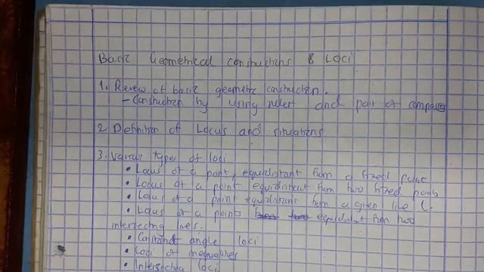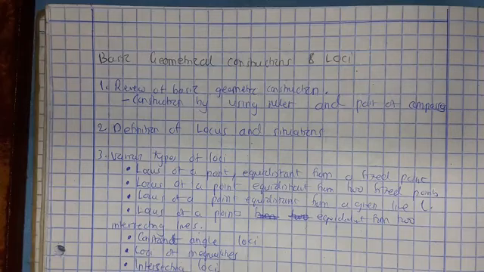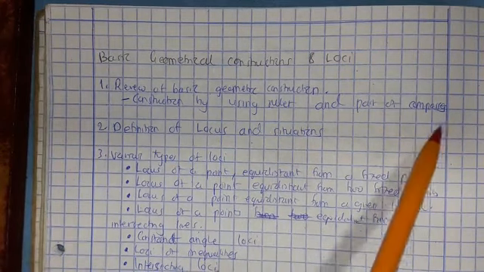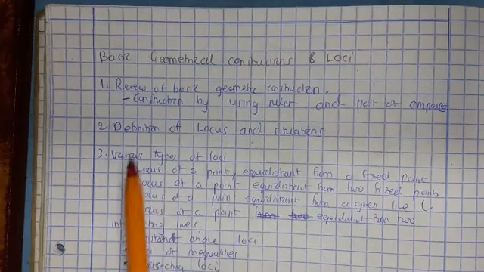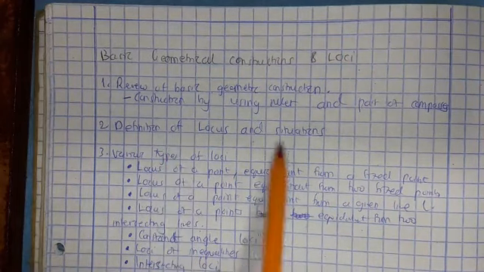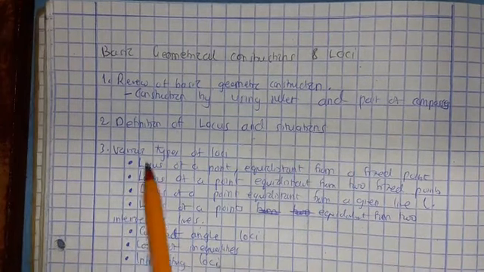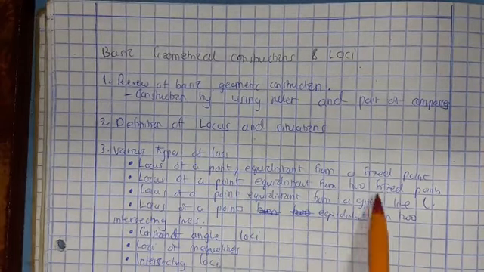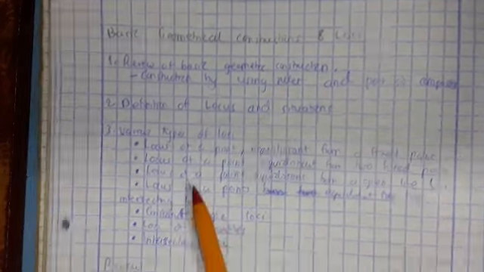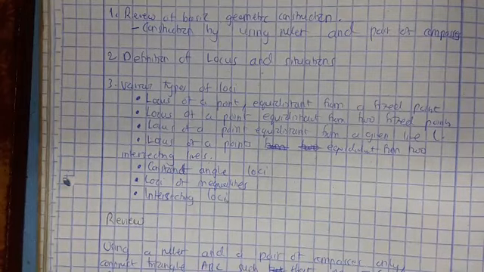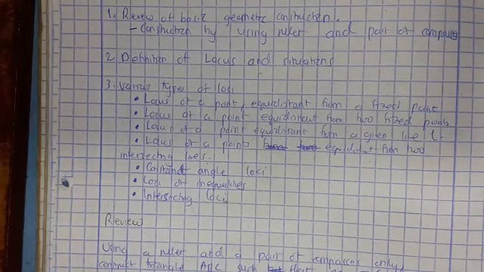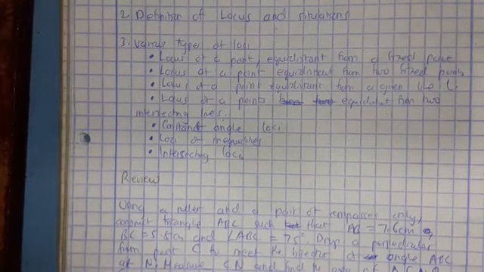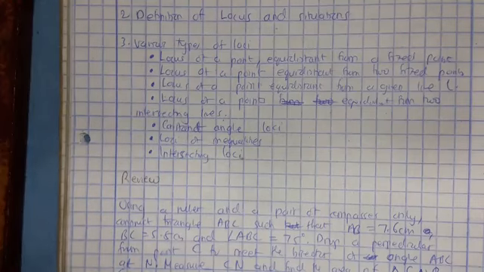Number one, you should also review basic geometric constructions, that's construction by using ruler and pair of compasses only. You should also know the definitions of locus and situations. Number three, know the types of loci, that's locus of a point equidistant from a fixed point. We'll also look at locus of a point equidistant from two fixed points. We'll also look at locus of a point equidistant from a given line L.